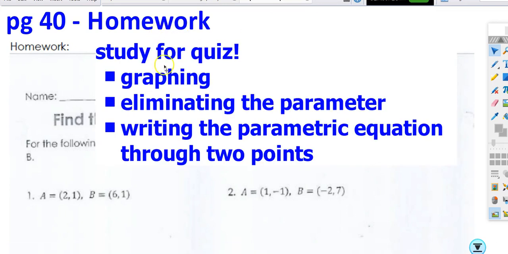Page 40 is the homework. You're going to do these 3 topics to study for your quiz. See you tomorrow.